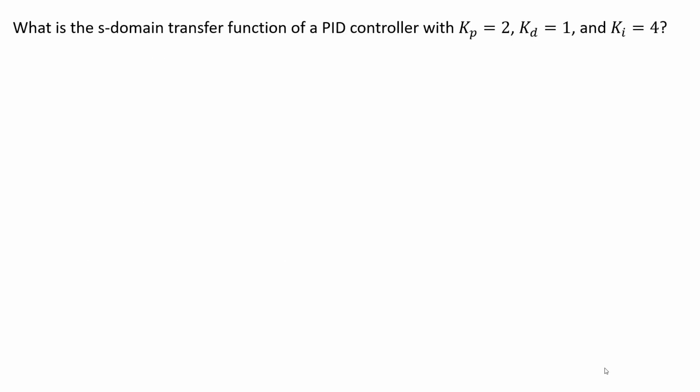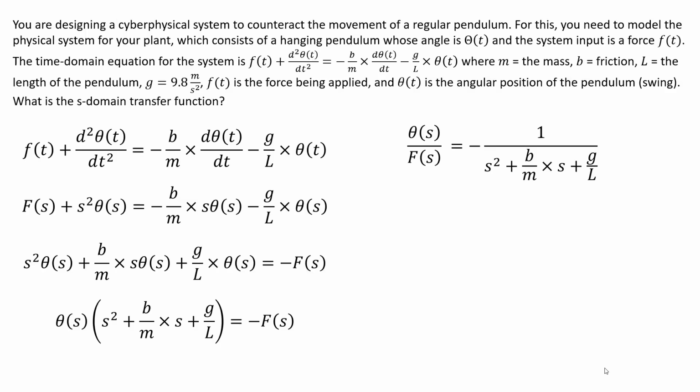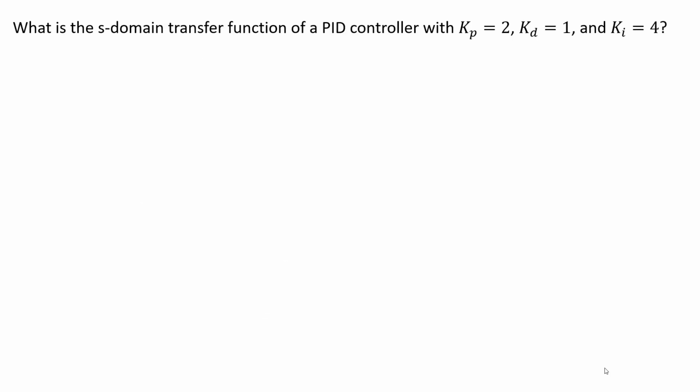All right. The reason I asked that, by the way, is because this one had a second derivative, so you multiply by S squared for that one. Okay, what's the S domain transfer function of a PID controller with KP 2, KD 1, and KI 4?